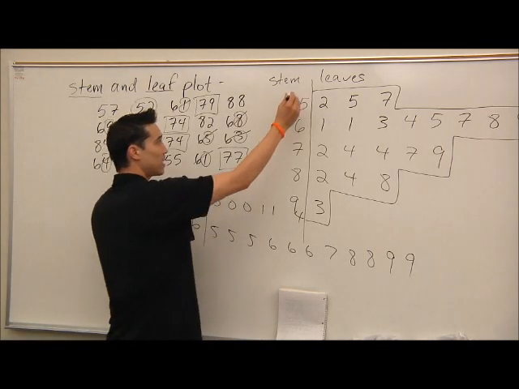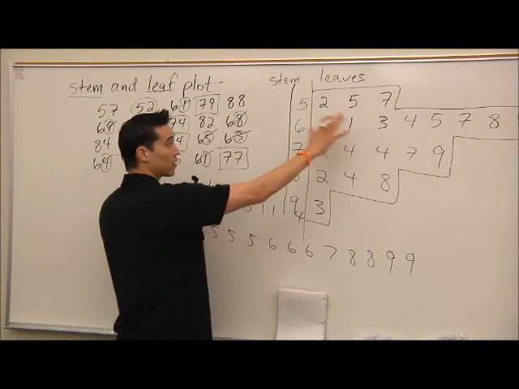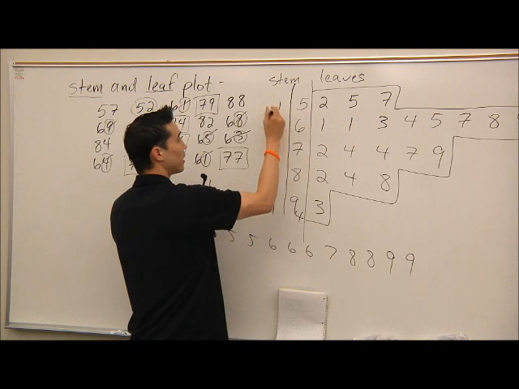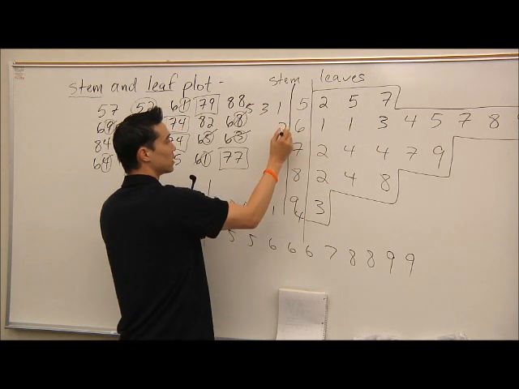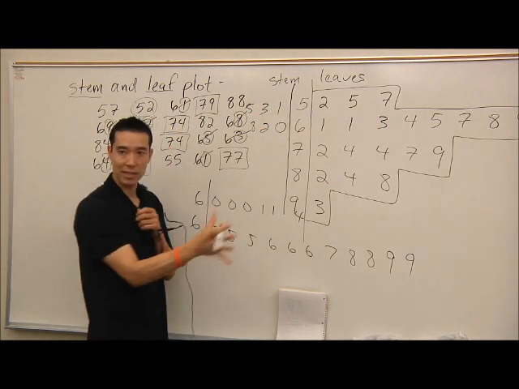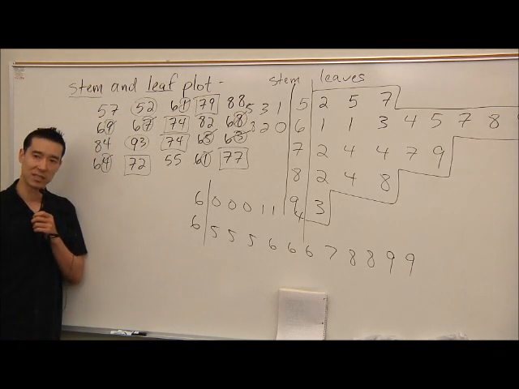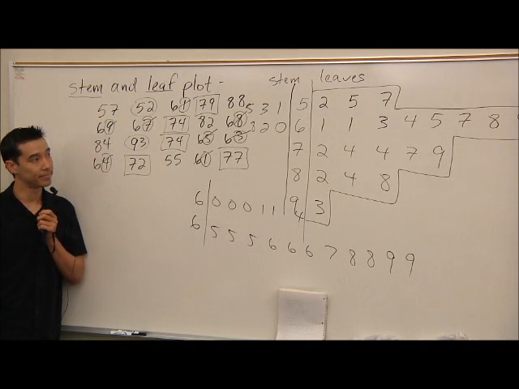So I'd still have the stems right here, but then I'd have one class with scores going this way and maybe one class with scores going this way. And you can see them side by side, okay? And that would be a double display stem and leaf.